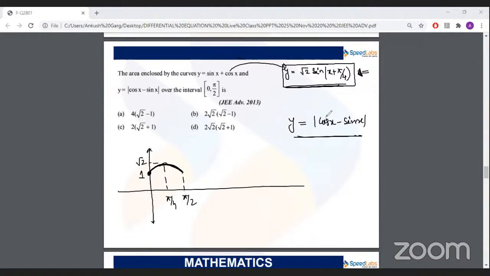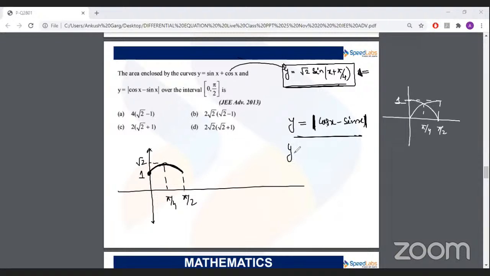So first let us see how this mod sign will make a change over here. So mod of cos x minus sin x. If I simply draw the graphs of cos and sin in between 0 to pi by 2, this is your sine function and this is your cos function. Okay, so at pi by 4 both intersect. So if you see from 0 to pi by 4, cos x is greater. So this will be positive, cos x minus sin x will be positive.